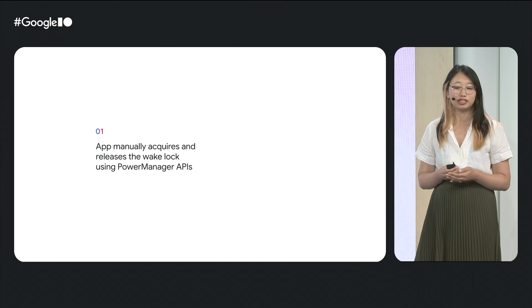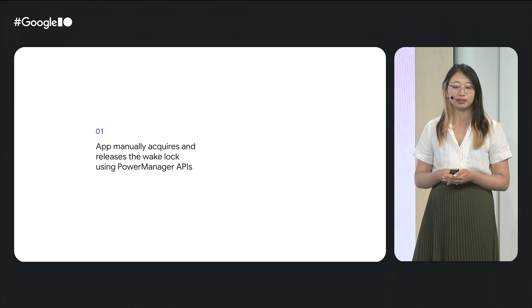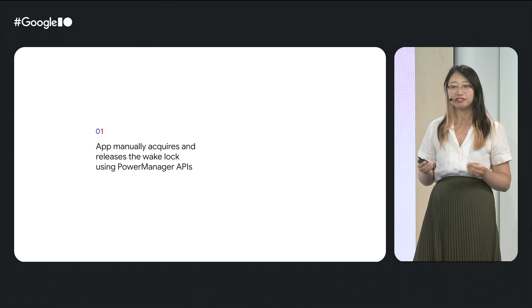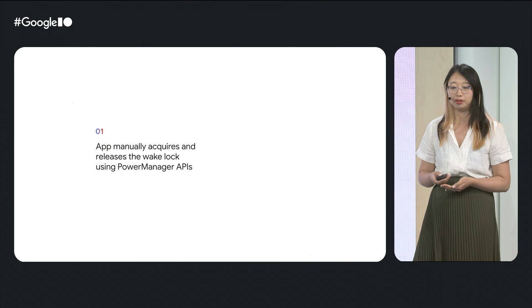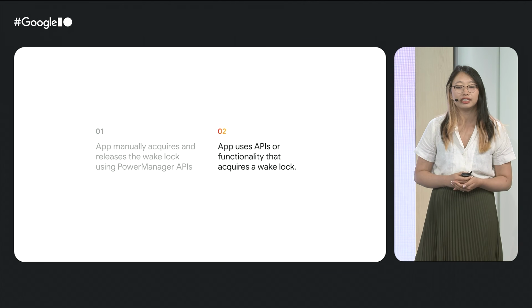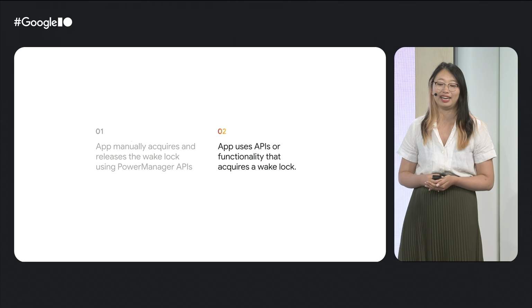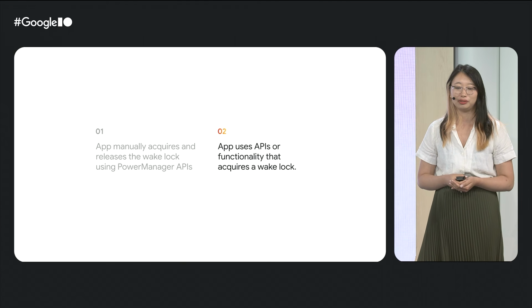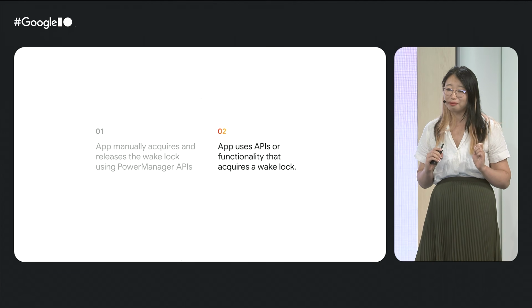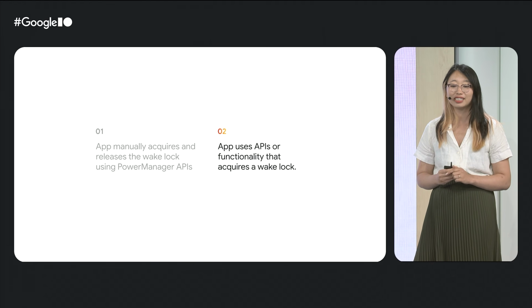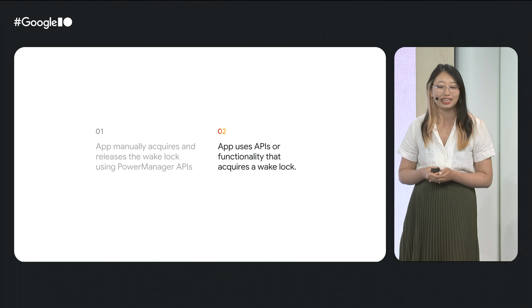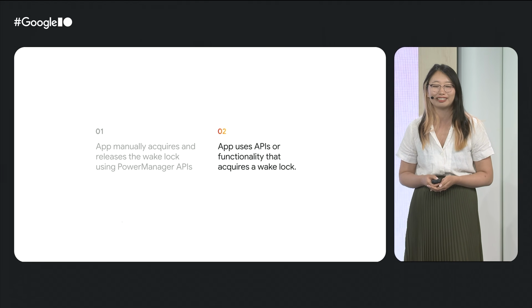There are 2 methods by which partial wake locks can be acquired. An app manually acquires and releases the wake lock using the Power Manager APIs for a specific use case. This is often used in conjunction with a foreground service, a platform API intended for user-visible operations. The second scenario is when the app wake lock is acquired by another API, attributed to the usage of that API. You might be surprised to hear that even if your app doesn't contain any code that acquires and releases wake locks, the app can still be deemed to have excessive wake locks due to usage of these APIs.